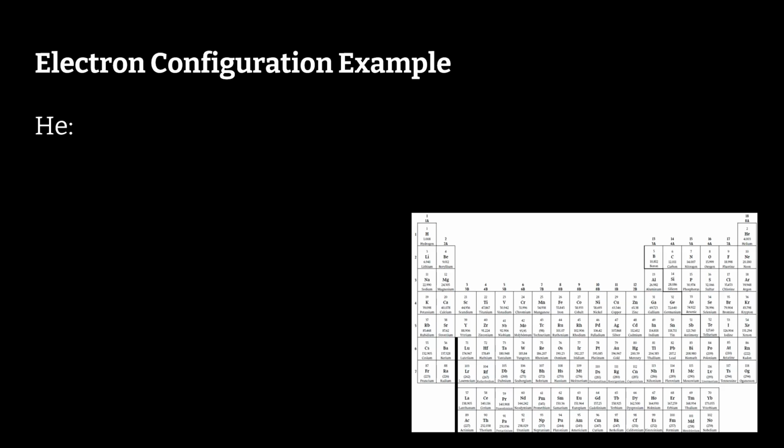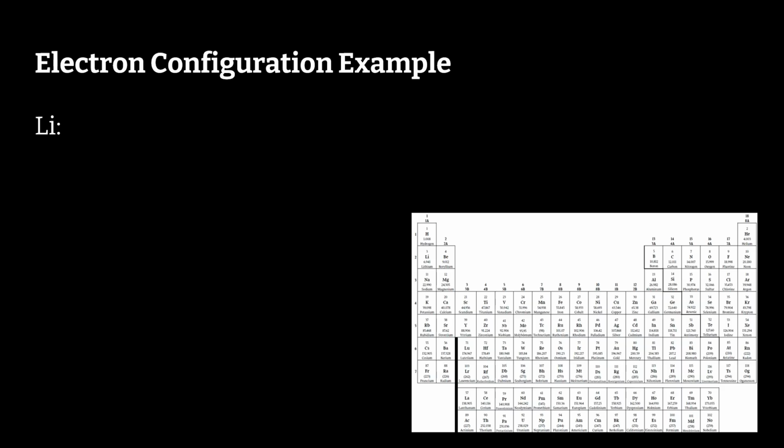If we take a look at helium, we're going to do the exact same idea. Reading a book for the first time, we always start at the beginning, so energy level 1. We enter into the s block, and we have 1, 2. So this is going to be 1s2 as the electron configuration for helium.